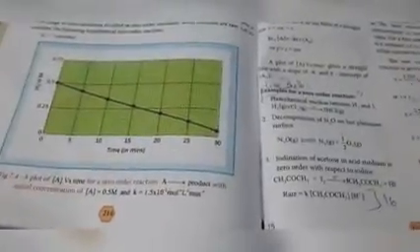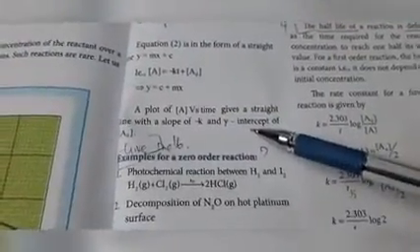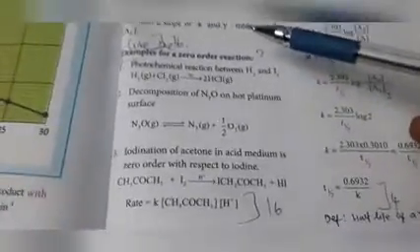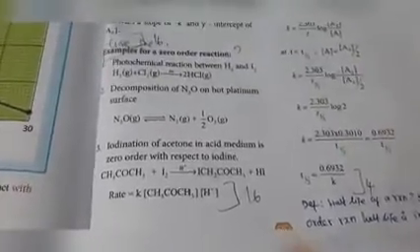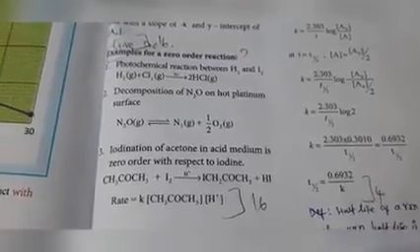Good morning, children. Last class we learned up to this derivation, that is the integrated rate law for zero order reactions. So next, examples for a zero order reaction. This is the book back question: give an example for the zero order reaction.